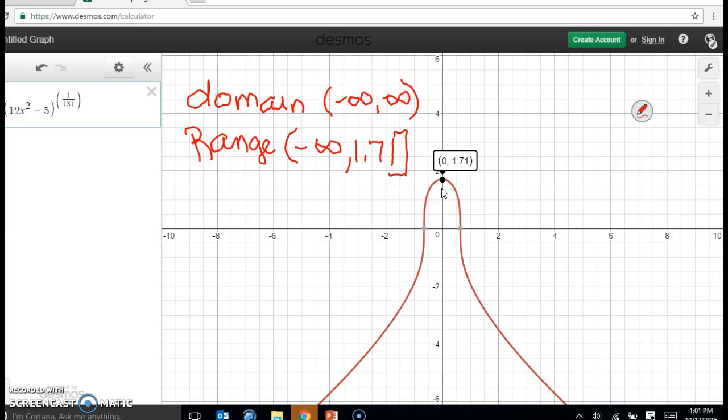End behavior. So as we head towards positive infinity, what's happening to our end behavior? Goes towards negative. Right, goes towards negative infinity. And then what about as our x values head towards negative infinity, what happens to our function? Also negative infinity.